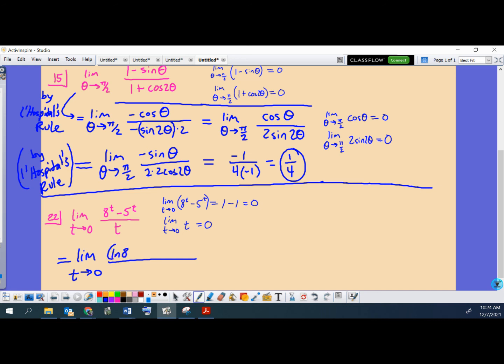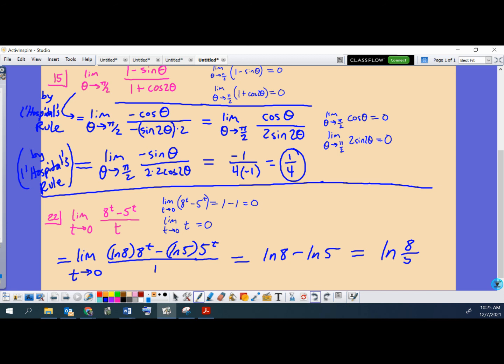Natural log of 8 times 8 to the t. And then same thing with the 5 to the t. So minus natural log of 5 times 5 to the t. You just got to know all those derivative rules. On the bottom, the derivative is just 1. And so, hey, this was a one-time deal, right? Now we can plug in 0, we get an answer, and we got natural log of 8 times 1 minus the natural log of 5 times 1 divided by 1. And so that's it, natural log of 8 minus natural log of 5, or if you're fancy, the natural log of 8/5 using properties of logarithms, right?